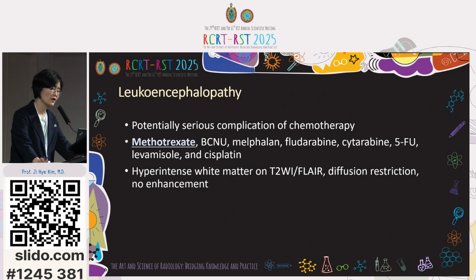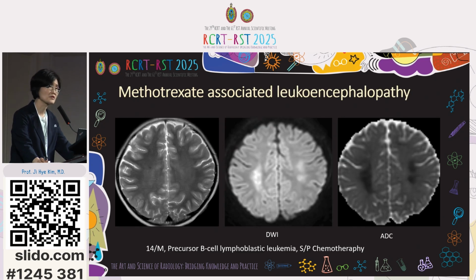During the acute phase, we can see white matter lesions with diffusion restriction without enhancement. This is a typical case of MTX-associated leukoencephalopathy. We can see nothing or very faint T2 hyperintensity, but there is a strong diffusion restriction at both centrum semiovale.